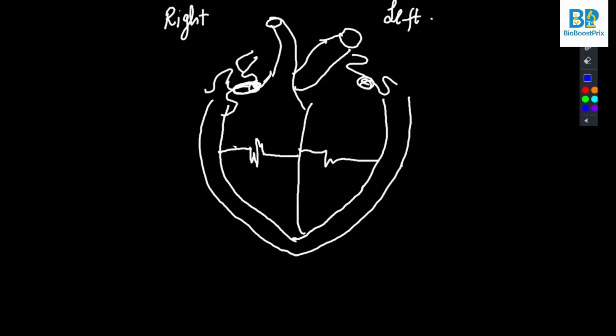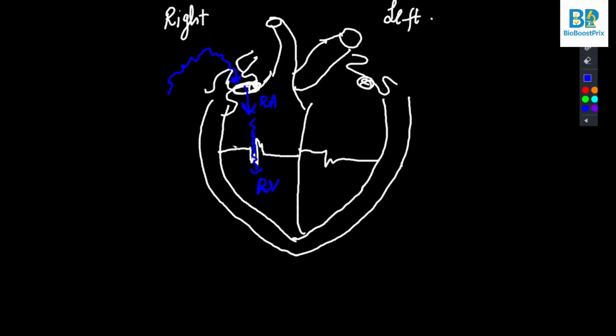So now I will show you how the blood circulates in the human heart. This part is called the vena cava, the largest vein, that brings the deoxygenated blood to the right atrium of the heart. So the right atrium receives the deoxygenated blood. Then this deoxygenated blood will, through this tricuspid valve, enter the right ventricle. This blood is still deoxygenated.